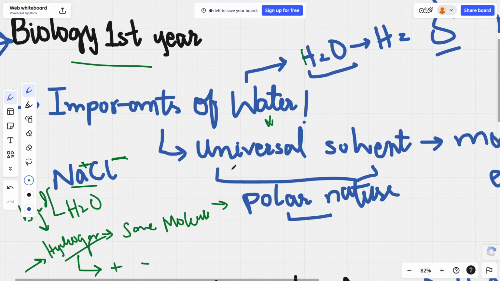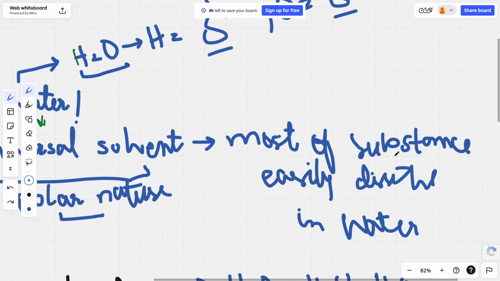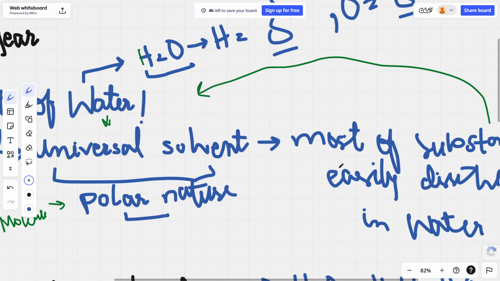Water is a universal solvent. How can it be a universal solvent? For example, most of the substances which are added in water easily dissolve in water. That is called a universal solvent. Right? So this is the easiest definition for the universal solvent.